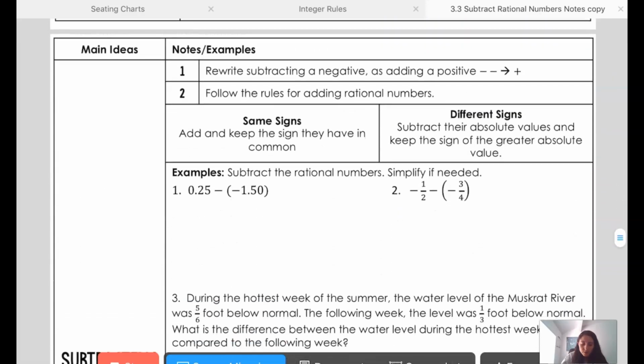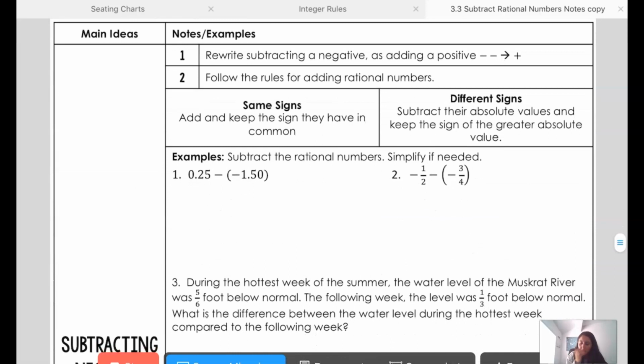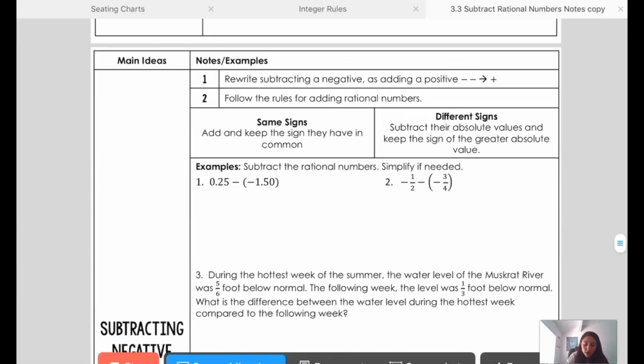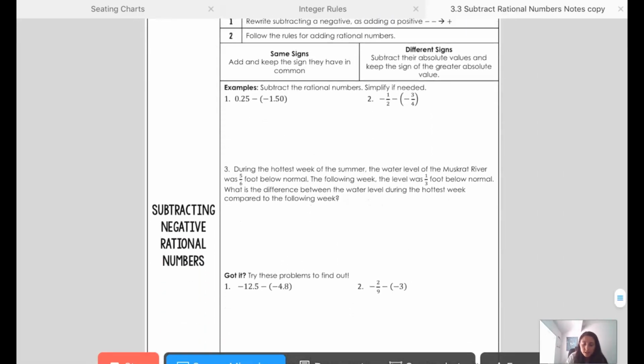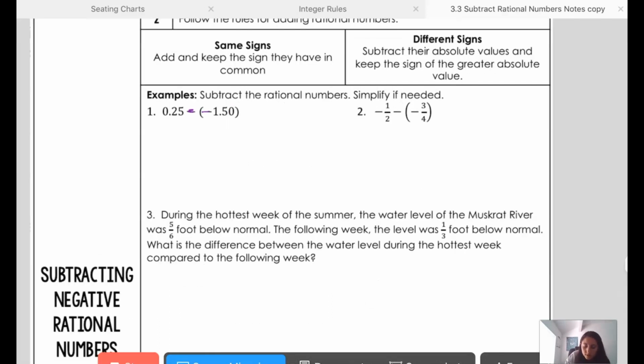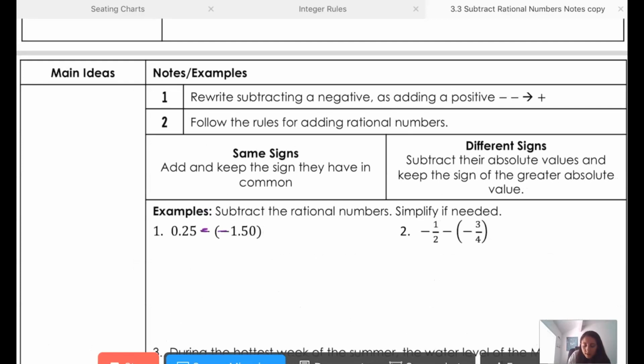All right, now we're moving to the back side of the note page, the other page, and we're going to look at what happens when we end up subtracting a negative. So when we have subtracting a negative, that forms that double negative. When we subtract a negative, we want to rewrite it as adding a positive. So when we have a double negative, we're going to make it a positive or a plus.